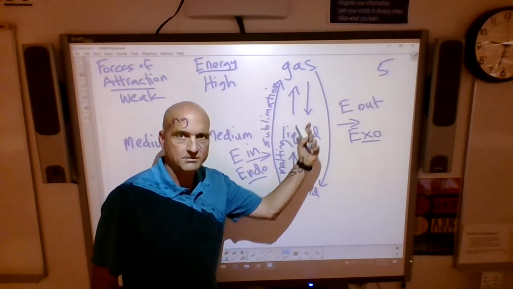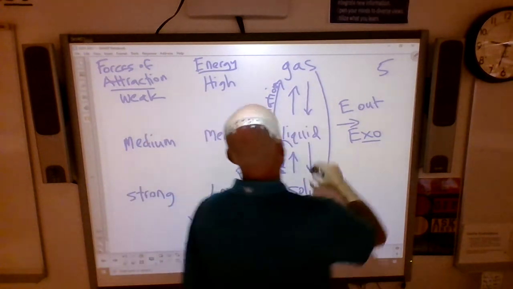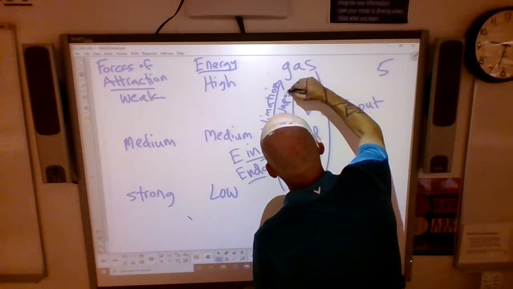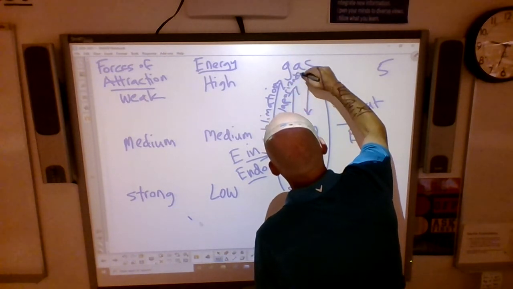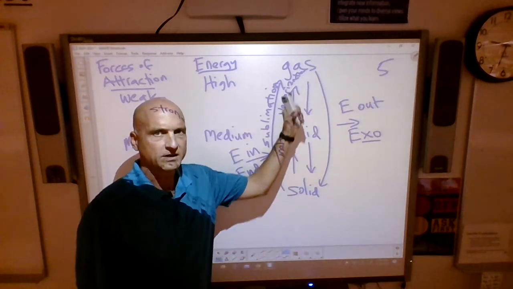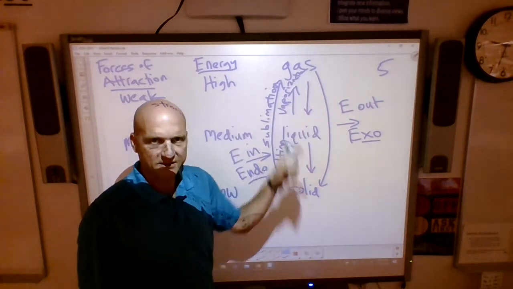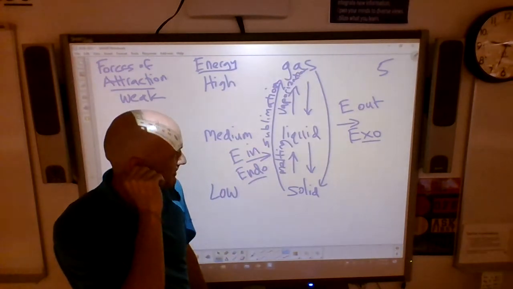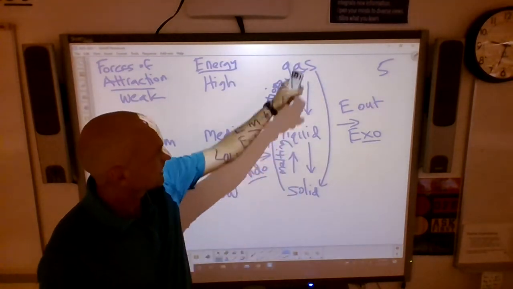From a liquid up to a gas, that's called vaporization. Could be boiling, could be evaporation, but liquid to gas that's endothermic. Energy has to come in order to get those particles to escape. All right, now we go the other way, energy out.